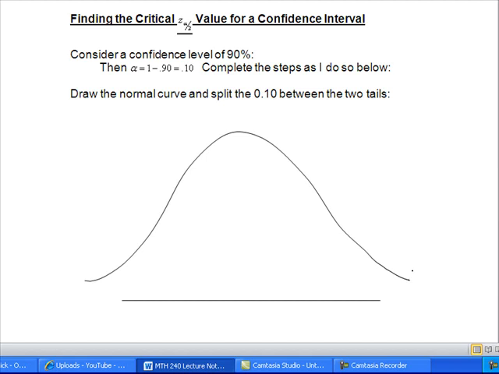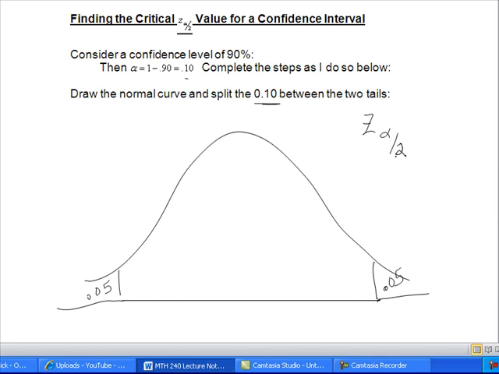So 0.10 we want to split between the two tails. When we talk about confidence intervals, we're splitting alpha between the two tails. That's why the critical value is labeled z sub alpha over 2, because we're taking alpha and splitting it into two pieces. Now, what we want to find are the z-scores that go here and here. So remembering that the area in the table is to the left of the z-score, let's find the negative one first. And so we're looking for an area of 0.0500 in our table.